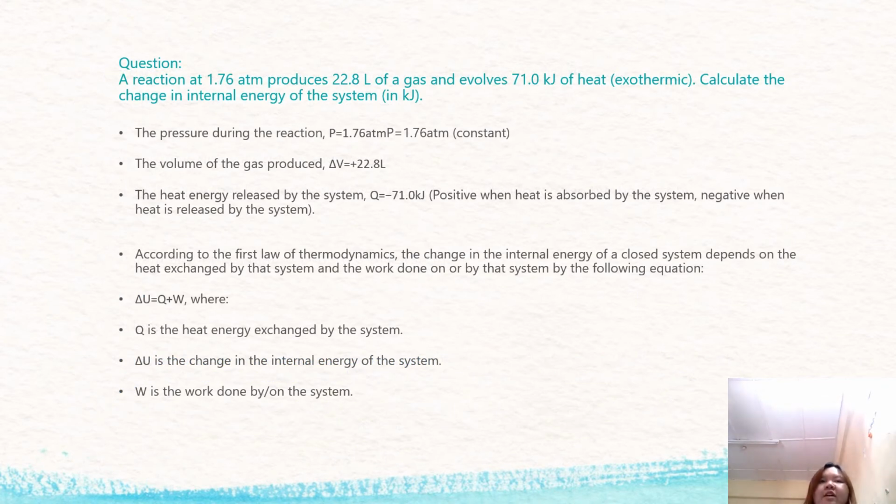Question 2. A reaction at 1.76 atm produces 22.8 liters of a gas and involves 71.0 kJ of heat, which is an endothermic process. Calculate the change in internal energy of the system in kilojoules. From the question here, we know that the pressure during the reaction is 1.76 atm. The volume of the gas produced is 22.8 liters, and the heat energy involved is 71.0 kJ.